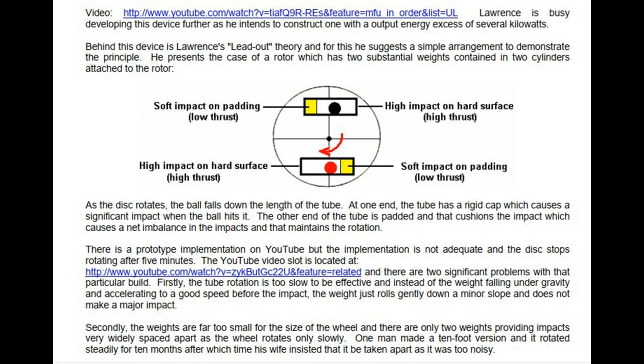There are two significant problems with that particular build. Firstly, the tube rotation is too slow to be effective, and instead of the weight falling under gravity and accelerating to a good speed before the impact, the weight just rolls gently down a minor slope and does not make a major impact. Secondly, the weights are far too small for the size of the wheel, and there are only two weights providing impacts very widely spaced apart as the wheel rotates only slowly.